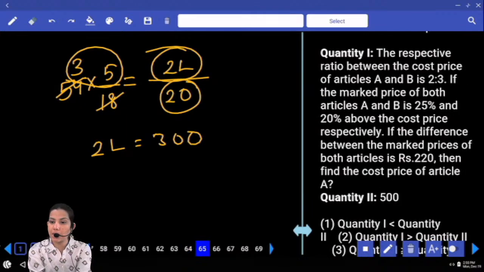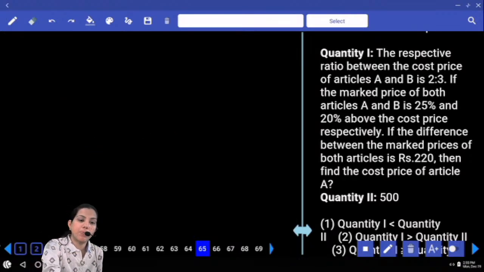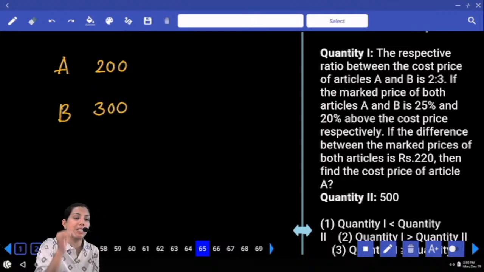Next question number 65. The respective ratio between the cost prices of the two articles A and B is 2:3. So cost price of A and B. My assumption: the cost price of article A is 200. Definitely the cost price of article B is equal to 300. It is not exactly 200, these are parts. The market prices of the articles A and B are 25% and 20% above the cost prices respectively.